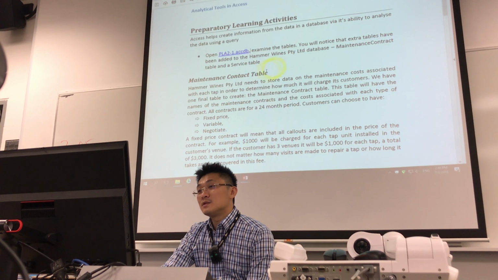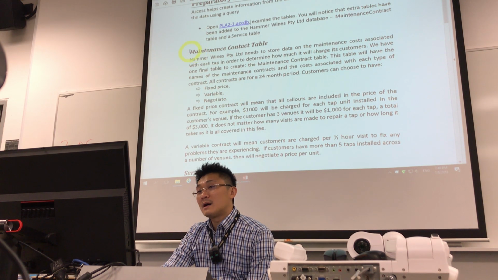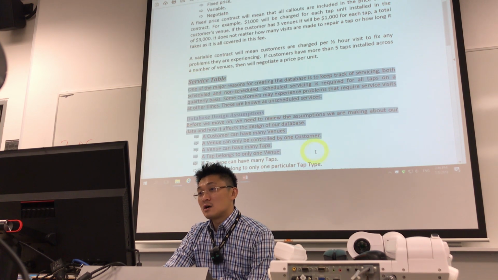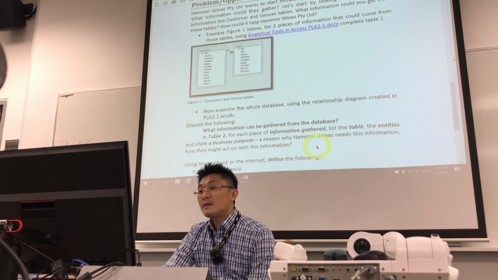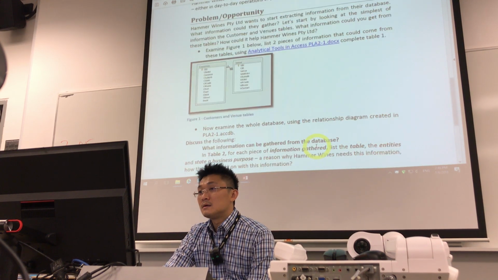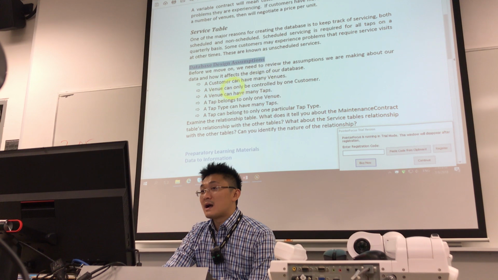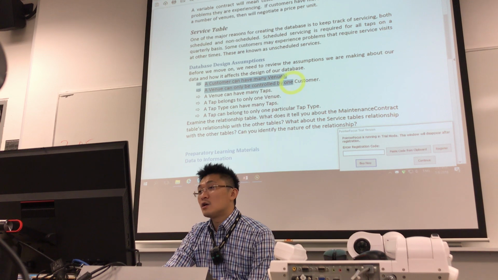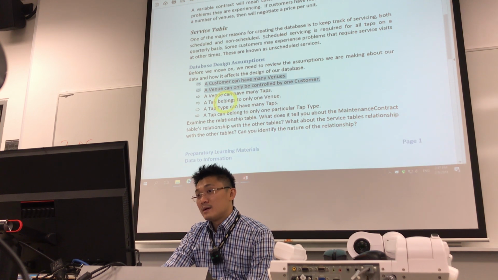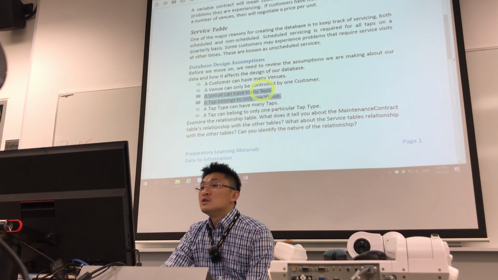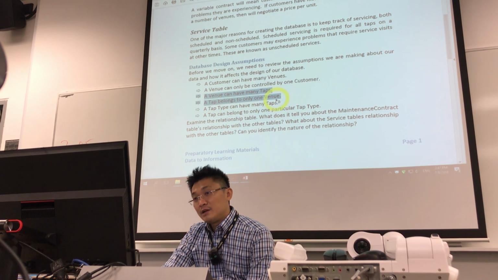We go back to this document here. It also gives you a description about what is inside the maintenance contract table and the service table. Then the database design assumption is telling you that each customer has many venues. A venue can only be controlled by one customer. So this is a one-to-many relationship. A venue can have many tabs, but a tab belongs to only one venue. So this is a one-to-many relationship.